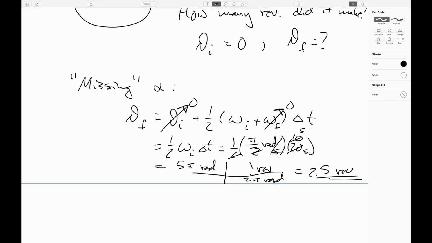Alrighty. In the next video, we will spend some time defining the center of mass so that we can have a good handle on what it is that we're rotating about.